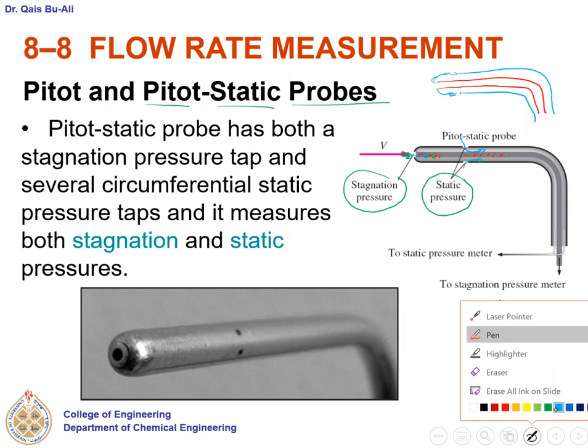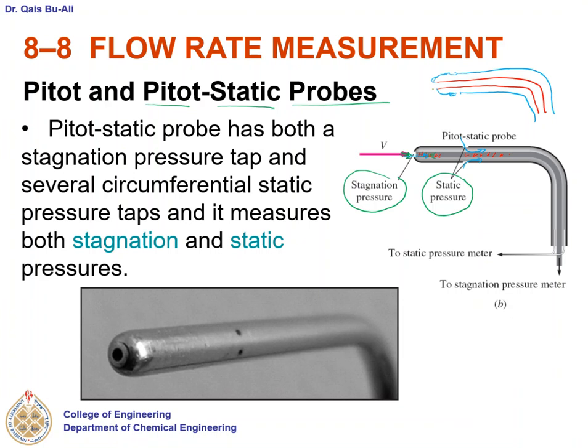Let me just go back again. Suppose the fluid is this green one, so there is a fluid going at the center, and this goes to the stagnation pressure meter. Then the same fluid is going through these holes, and they don't mix. This fluid doesn't mix with the other fluid, so this one is going to the static pressure meter. So by doing this, now I have two types of pressure. I am measuring the stagnation pressure at the tip of the Pitot probe, and I'm measuring the static pressure at these points.